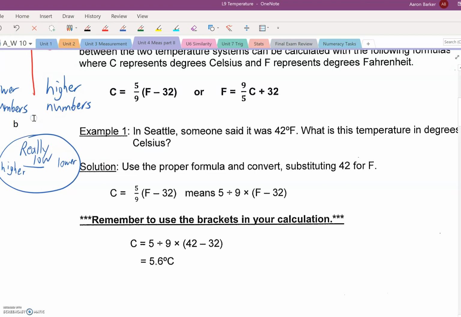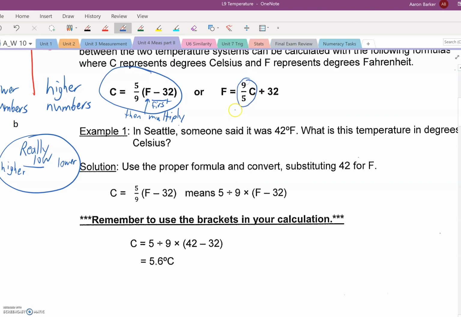Okay, so basically there's a math formula that you can use right here. If you have Fahrenheit, you would enter it in, you would subtract first, then you would multiply by the fraction 5/9.